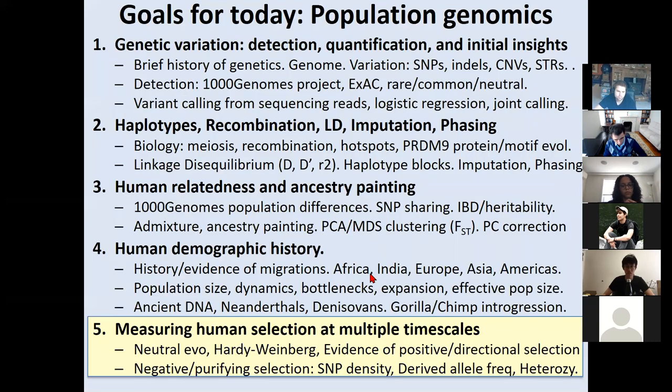So that's where I'm going to stop today. We're not going to talk about measuring human selection, but we talked about genetic variation, the history of human genetics, understanding genetic variation and mapping it from Mendelian to common variants, understanding haplotypes, recombination, linkage equilibrium, methods for imputation and phasing of missing data, and then how to paint human relatedness and population differences onto these haplotypes, how to correct using principal component analysis for population effects prior to doing your genetic association studies. And then we talked about human demographic history and the evidence of migrations across all of the human continents, and also mixing with DNA from Neanderthals and Denisovans and so on and so forth.